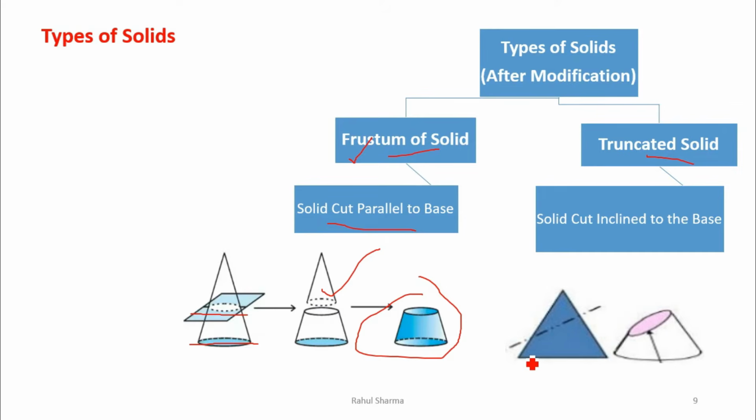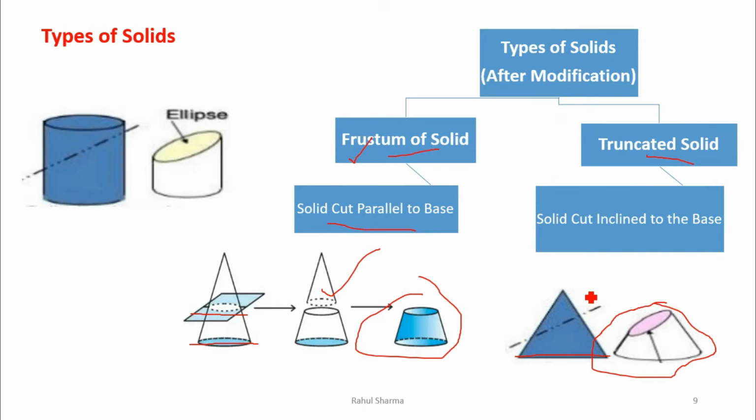Similarly, truncated means that when we cut a cone, taking the same example, inclined to the base. This was the base, we cut it inclined, and this remaining object is known as a truncated cone. Now it is not only the pyramid category that has a frustum or truncated form; it might be a cylinder or a prism. So for any solid, either the prism or the pyramid or the cylinder or the cone, when we cut it parallel to the base, it is known as a frustum of that particular solid. When we cut it inclined to the base, it is known as a truncated form of that particular solid.